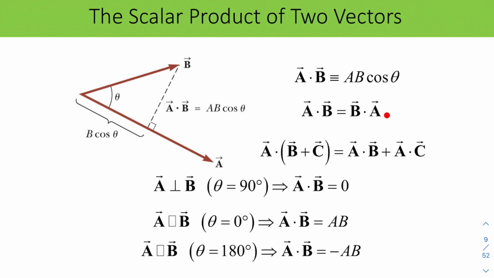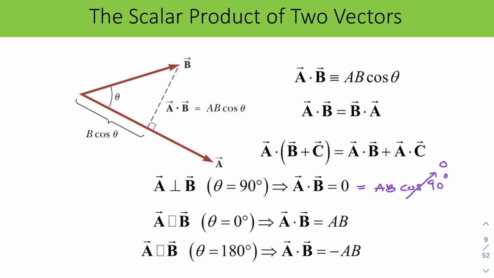It can also be used with the multiplication law, where if we have A dot (B plus C), we can open up the parenthesis to A dot B plus A dot C. Because we are applying cos theta between A and B in the dot product, if they are perpendicular, where theta is 90 degrees, A dot B will be 0, because AB cos 90 degrees is 0.